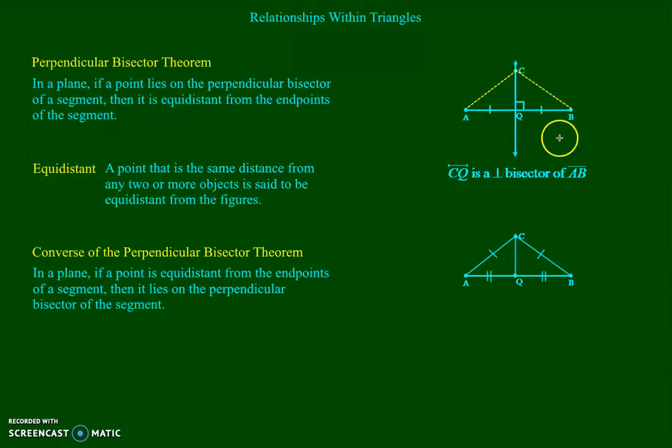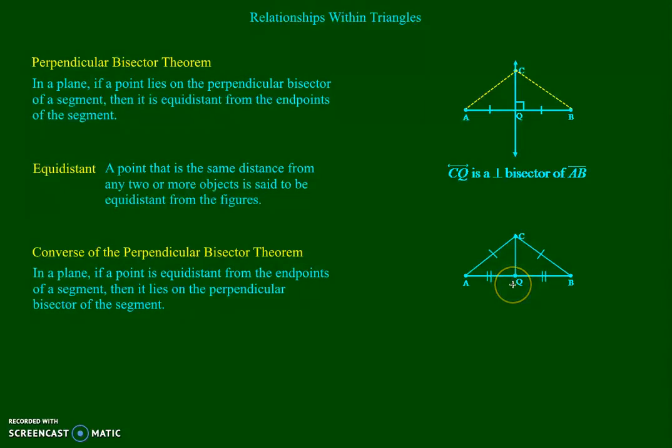Let's take a look at the converse of the perpendicular bisector theorem and see how that one plays out. The converse says, in a plane, if a point is equidistant from the endpoints of a segment, then it lies on the perpendicular bisector of the segment. So first we said a point lied on the perpendicular bisector. Now we're saying the point is equidistant from the endpoints, therefore it must be on the perpendicular bisector.